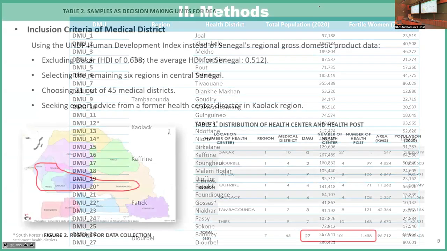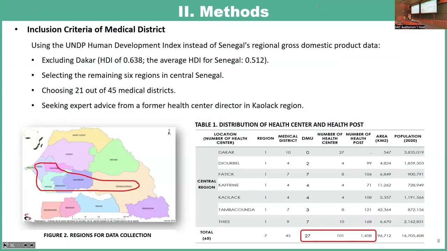Our catchment area focuses on the Fatick and Kaolack regions. In the central area there are seven regions, but to analyze relative efficiency we had to remove the discrepancies among the regions. We used the UNDP HDI index because there is a lack of information on Senegal's regional gross domestic product data. Dakar is the capital city and its HDI is too high, so we excluded Dakar. In our analysis, we use six regions except Dakar.